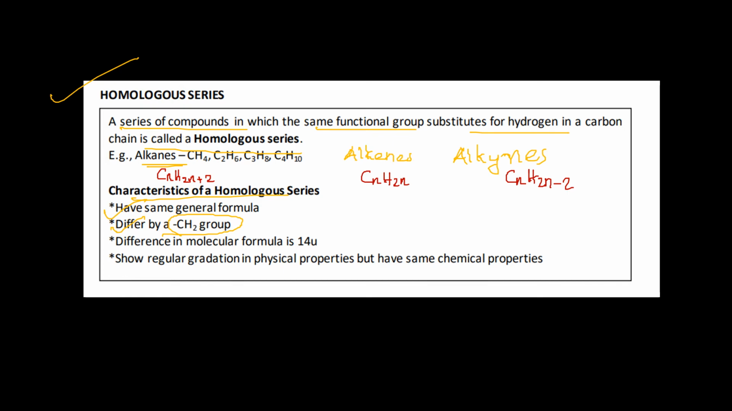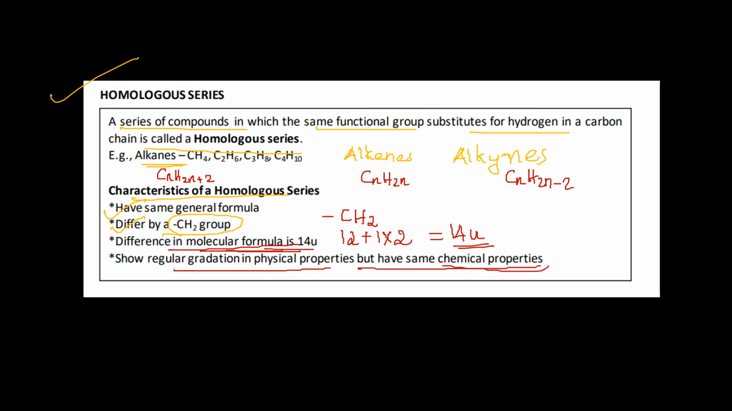That means the CH2 group, what is its mass? The mass of one carbon atom is 12, plus the mass of one hydrogen atom is 1. How many hydrogen atoms? 2. So 12 plus 2 is equal to 14 unified mass. So the molecular formula difference between two members of this homologous series is 14 unified mass, and they show regular gradation in physical properties but have the same chemical properties.